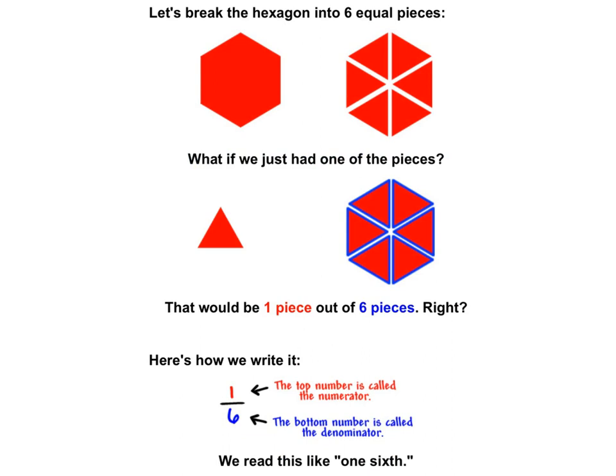Here it says, let's break the hexagon into 6 equal pieces. So all of these are equal pieces. What if we just had one of the pieces? This one. That would be one piece out of 6 pieces, right? Here's how we write it using fractions. One piece, which is this part, out of 6 pieces, these other 6. The top number is called the numerator, and the bottom number is called the denominator.